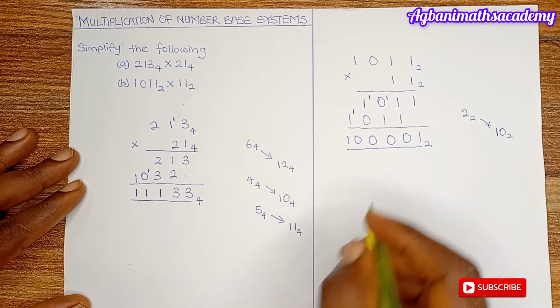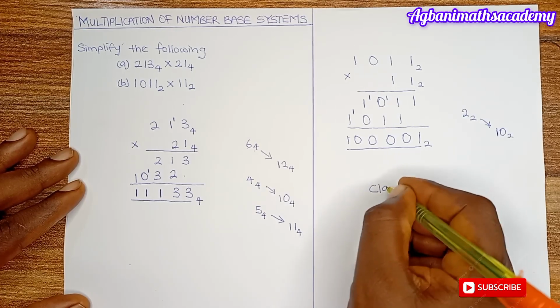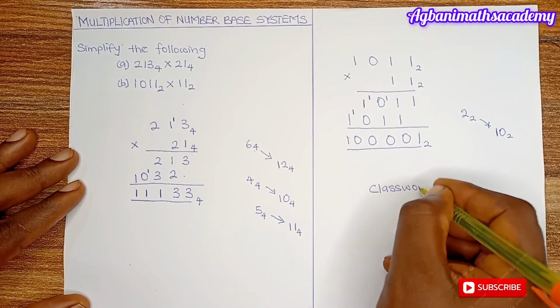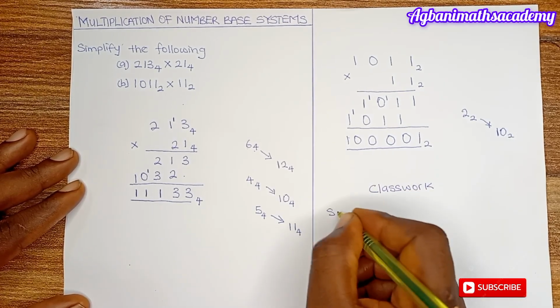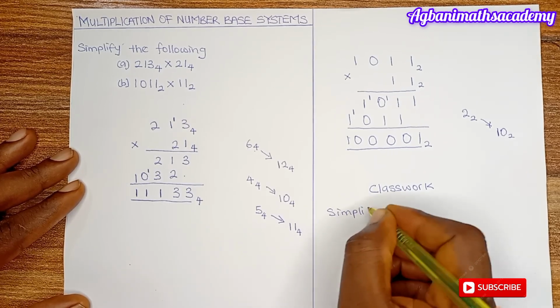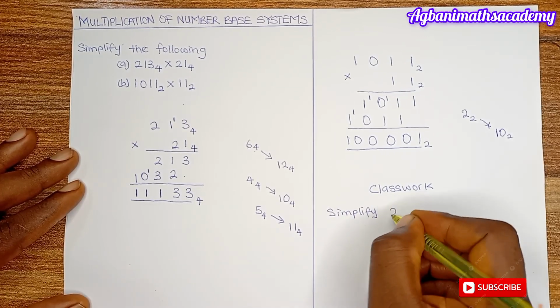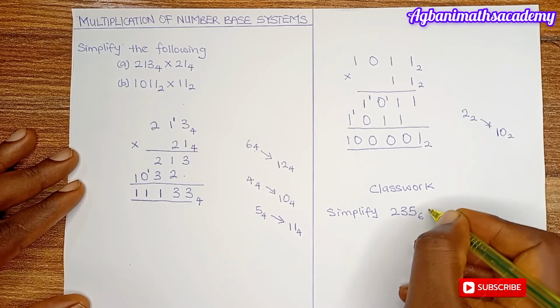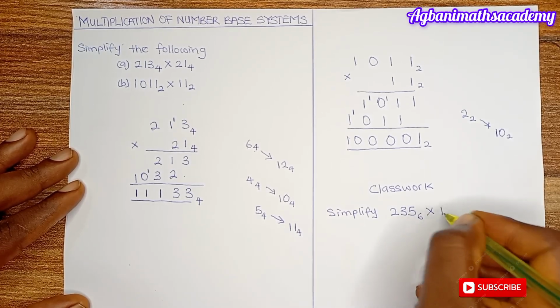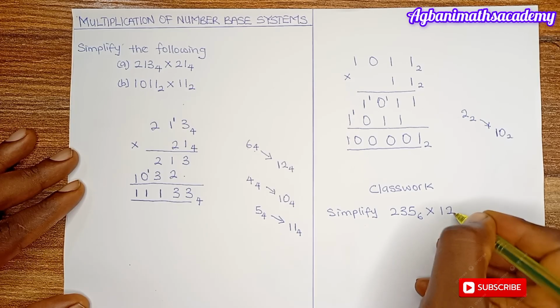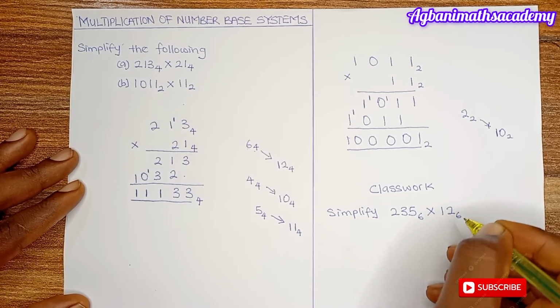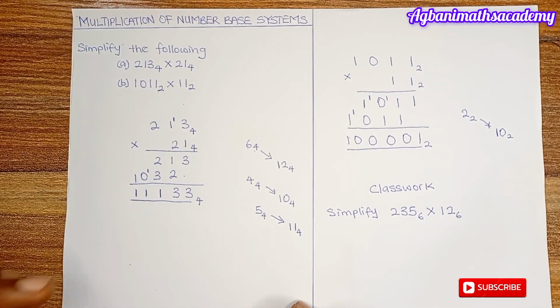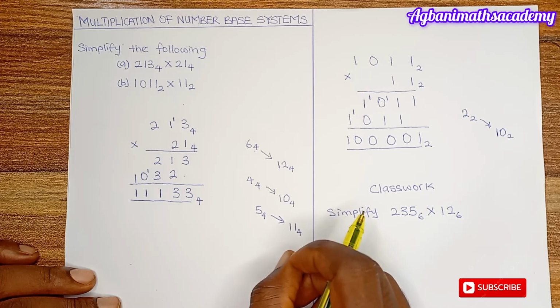If you understood the lecture, I'd like you to do this classwork and leave your answer in the comment section. Simplify 235 base 6 multiplied by 12 base 6. I'd like to see your answer to this simple question in the comment section.